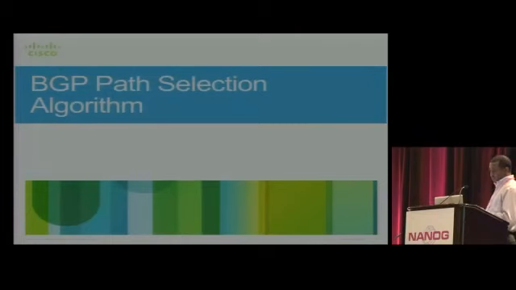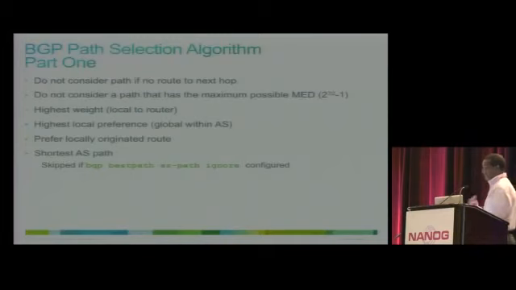Okay, so BGP path selection. I'll go through the path selection process. The first is, if the route doesn't have a next hop or the next hop is not reachable, then it will not be considered. If you receive a BGP route and you check the next hop and you don't have the next hop in your routing table, then you don't install it and you don't advertise it. Also, if the MED value is the maximum, which is 2^32 minus 1, then it's considered not usable, so you don't use it.